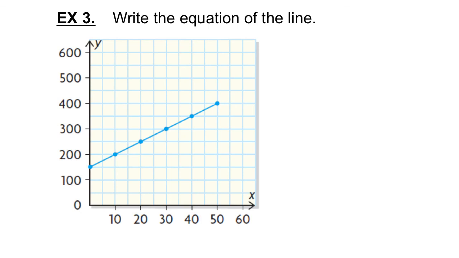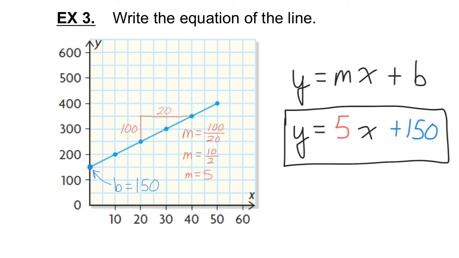And here we have one more line where we need to figure out the equation. So why don't you pause the video and try this one on your own to see if you can do it. So the y-intercept is 150. The slope, well, you just pick any 2 points. It should work out to be the slope is 5. So your equation is y equals 5x plus 150.